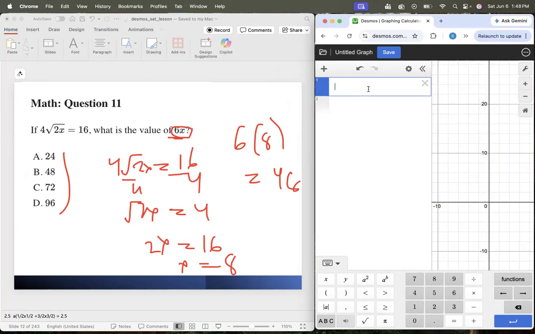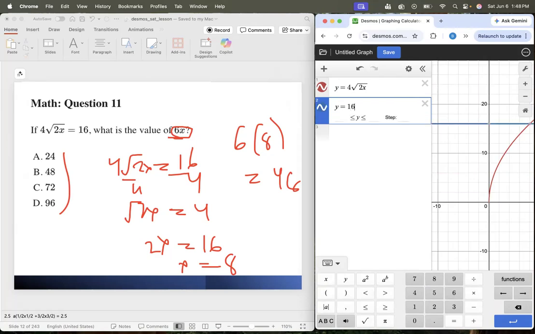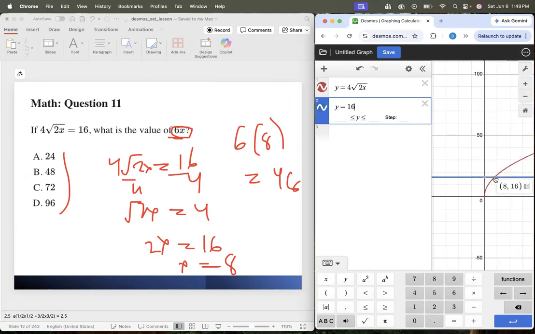You can also input this in Desmos, but I don't encourage you to do that because this is a straightforward question. But to do that, you have to break the function into 2. So 4 square root of 2x, and then I have y is equal to 16. And wherever they intersect will be your right answer. They intersect here. You have 8, 16 right there. So your answer choice is 8.